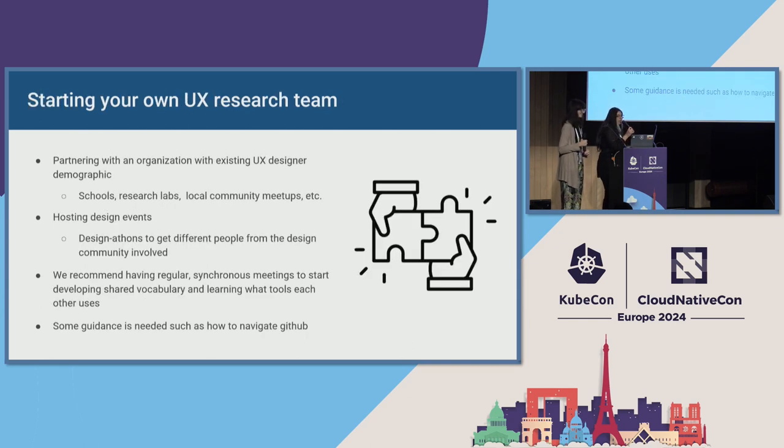Okay, so hopefully by this point you're like, oh wow, I want to start my own UX research team and my own project. So here are some ways that you can go about doing that. The first is that you could find an organization with an existing designer demographic to partner with. You could find a school or a research lab or even a local community meetup group, and you can start talking to designers there. The next step, which we are hoping to look into ourselves, is to start hosting more design events. For example, you could have a design-a-thon and get different people from the design community aware of the problems in open source and get them involved.